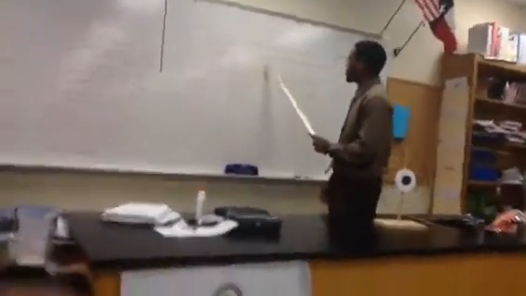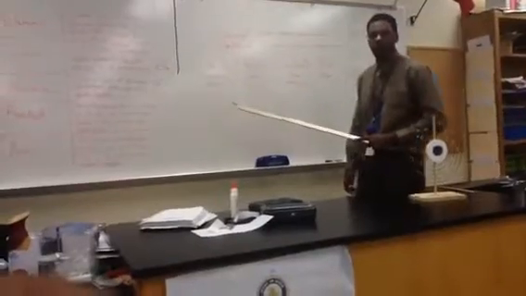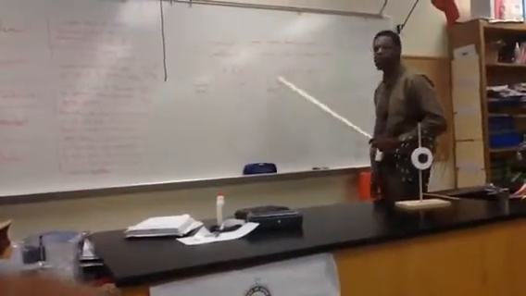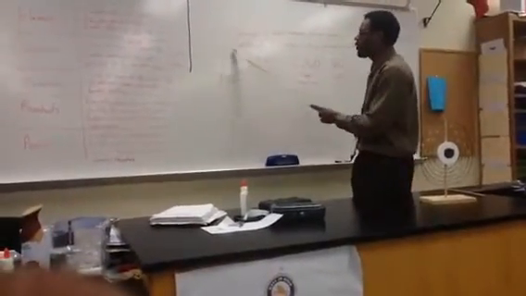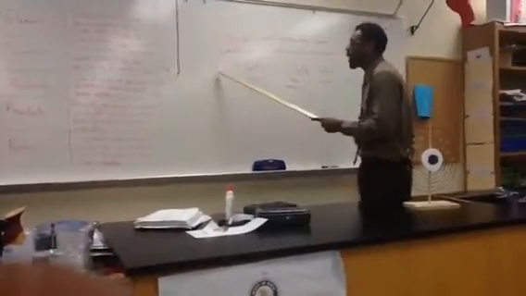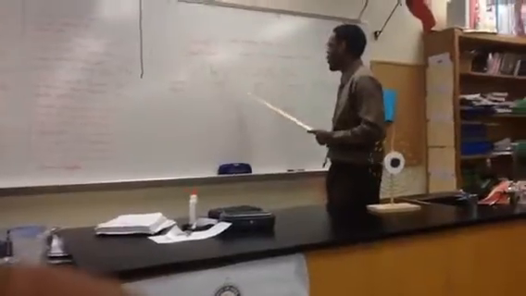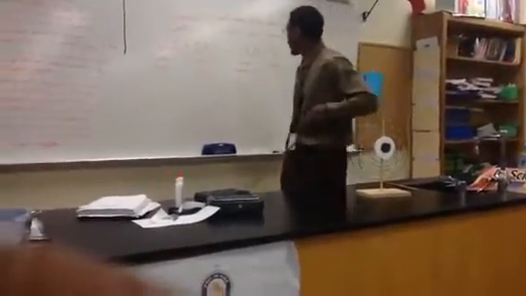Your coefficient is the big number in front of the molecule. So the 6 is my coefficient here. This 6 is a coefficient. That 6 is a coefficient. They're the big numbers. They also tell you how many molecules of something you have. This tells me we have 6 molecules of carbon dioxide. We have 6 molecules of water. All right? We have 6 molecules of oxygen.